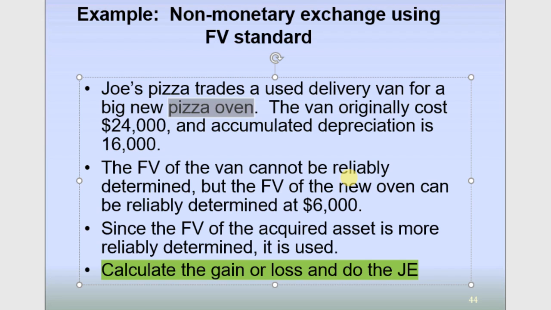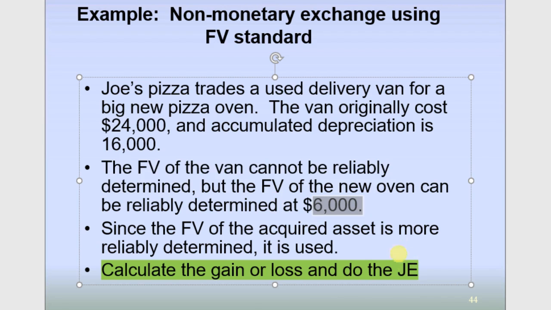Okay, so right away we're going to have to calculate a gain or loss. We're using the fair value standard. Now it says here that the fair value of the van cannot be reliably determined. We're giving up this van, but we don't really know what it's worth, but we can say the oven is worth 6. So this is that situation where we're using the value of what we receive. So here's our $6,000 new oven.